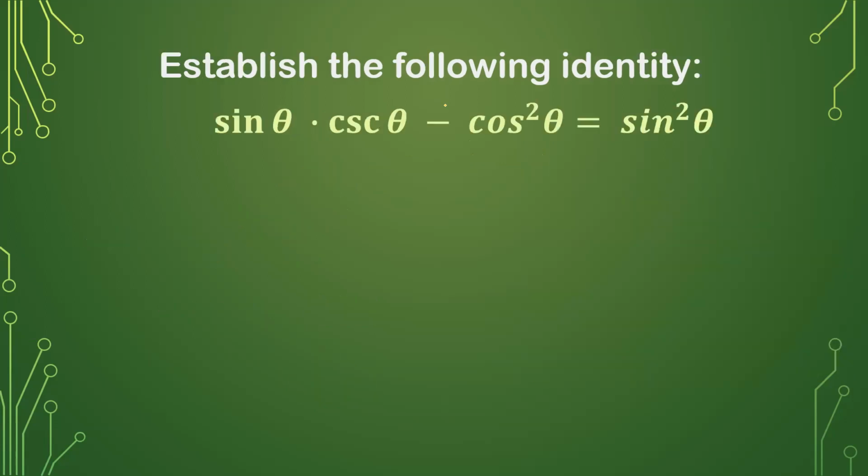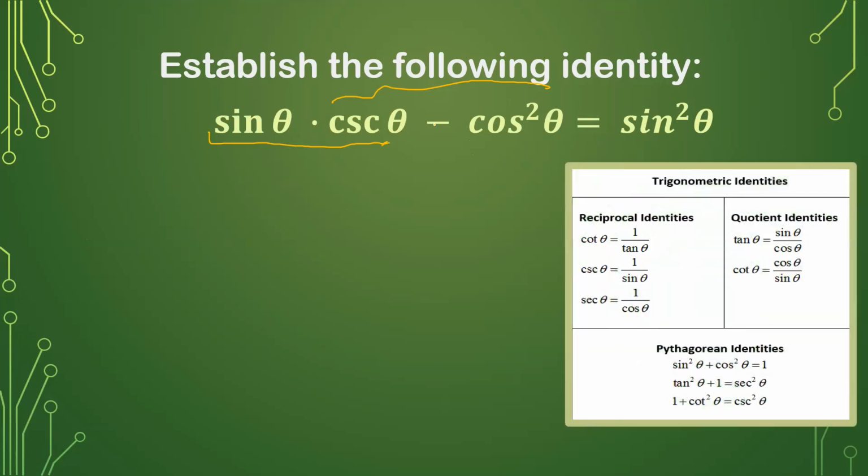Okay. Now let's go to our second one. Sine theta times cosecant theta minus cosine squared theta equals sine squared theta. Remember, this is a product. So parang gagamit tayo ng PEMDAS rule now. So yung ibang students nako-confuse, ito isa-subtract. No, it's not that. So PEMDAS rule still applies here. Okay. So balikan natin yung mga identities natin.